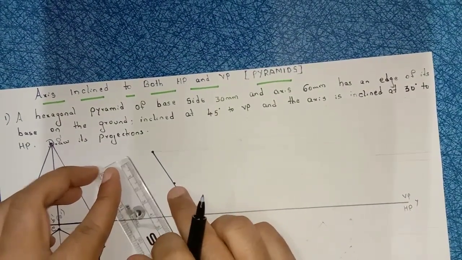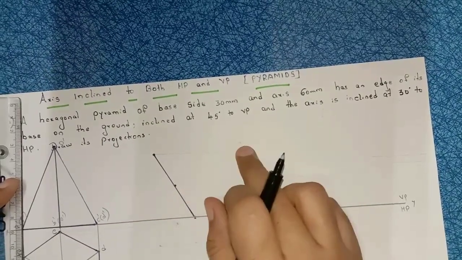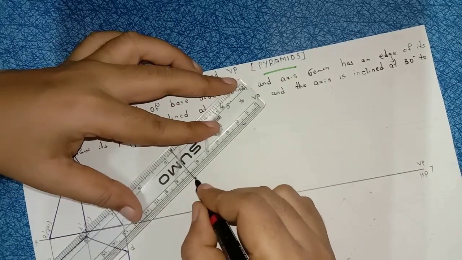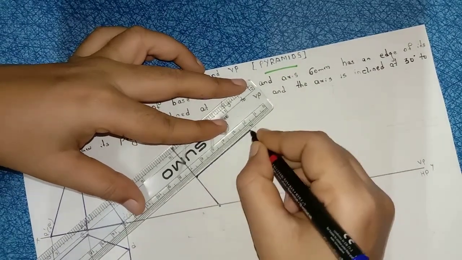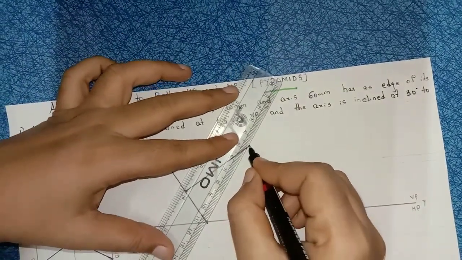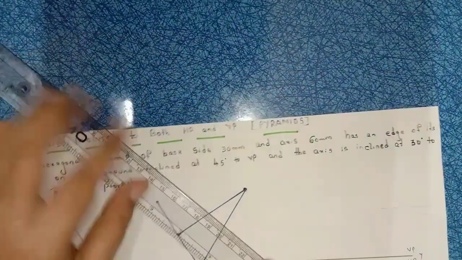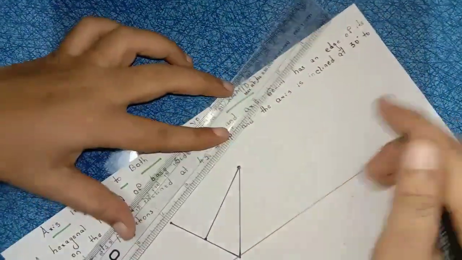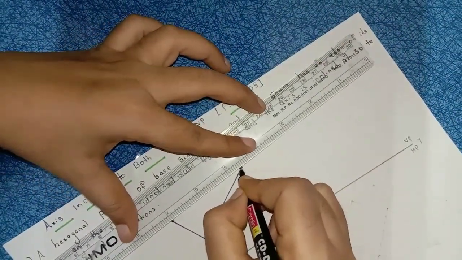After that I will mark the midpoint. I will place my protractor here and mark 90 degrees. What is the axis height? 60 mm, right? So I mark 60 mm as the axis line. Now join this point to this corner, and join the point to this corner. It looks like a pyramid.